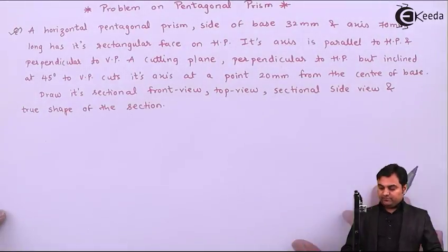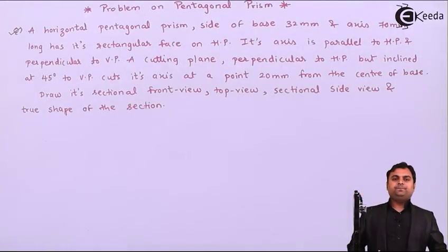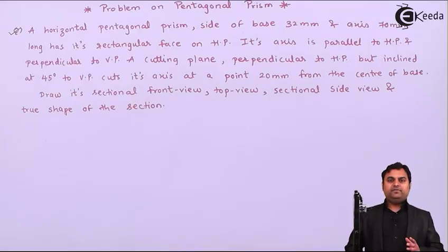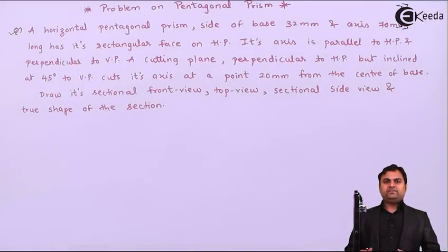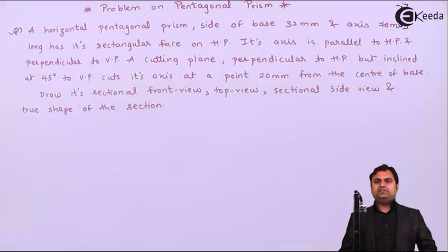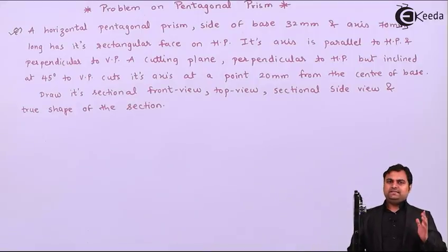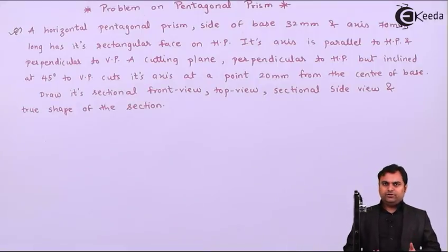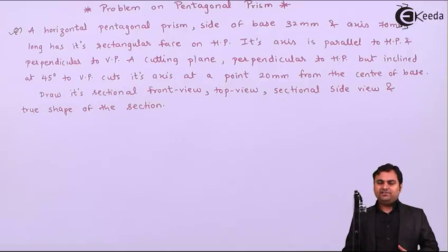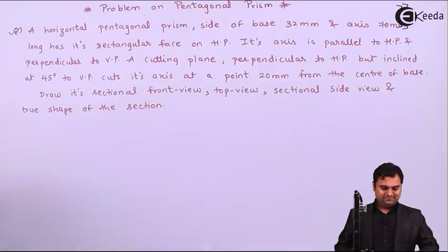So this is the question in front of us. First, by reading it, we understood that the type of solid is a pentagonal prism and there are various conditions given in the problem. Those conditions I'll be explaining step by step. First, I'll draw the pentagonal prism and explain the given condition. Let us get started.